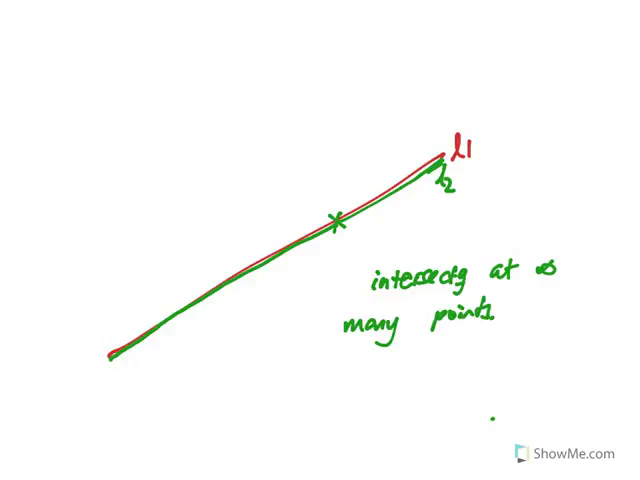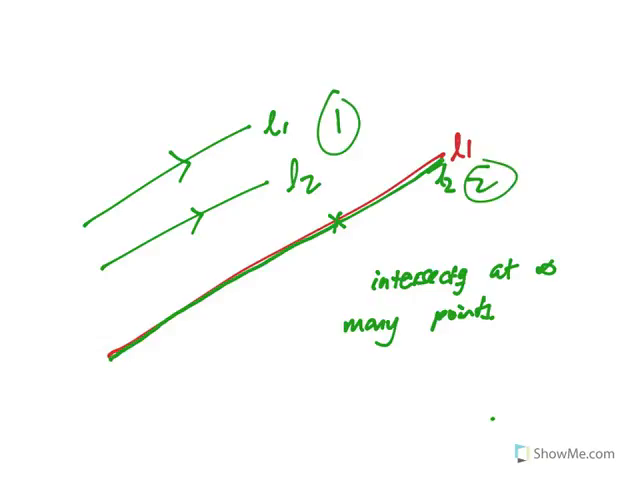But it doesn't mean parallel means skew. Parallel still can be together. So you can also have two lines like that. Parallel can be like this, can also be like this.